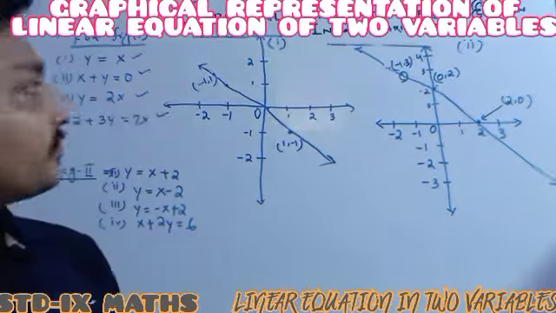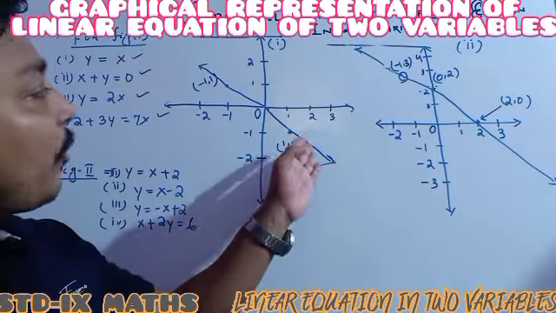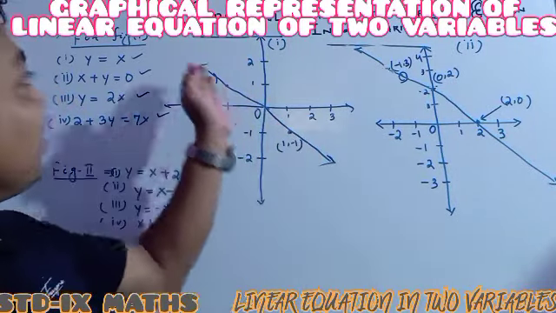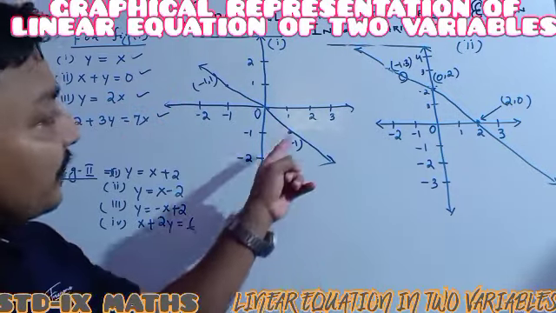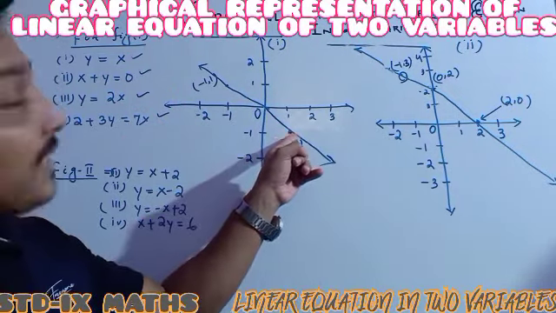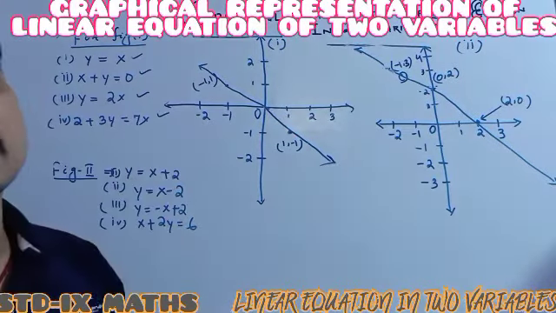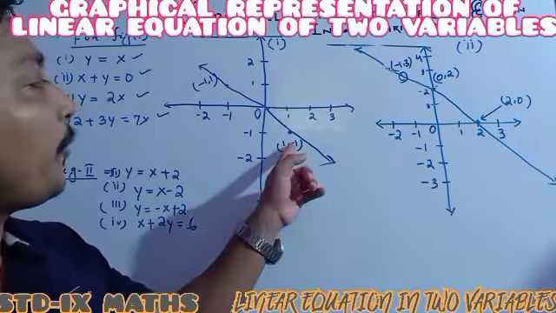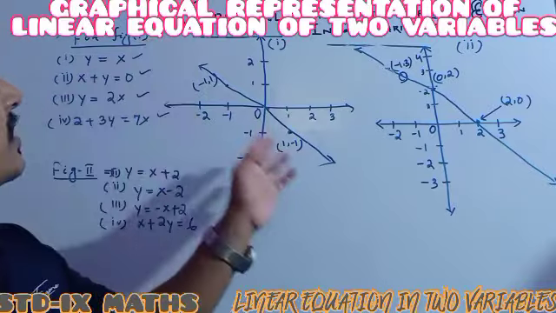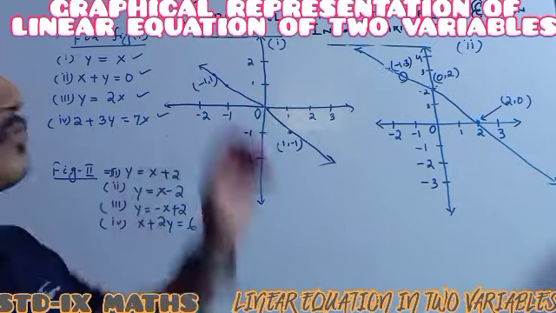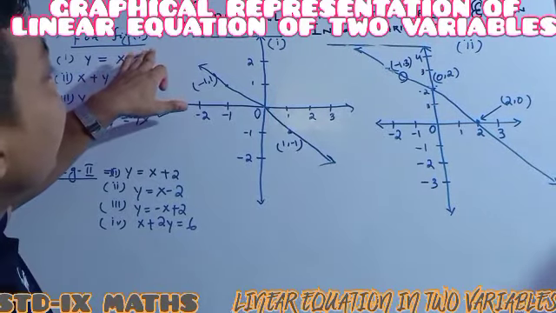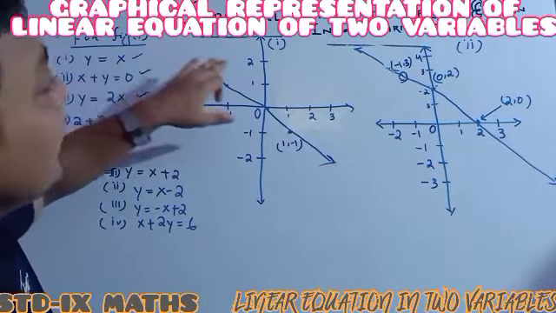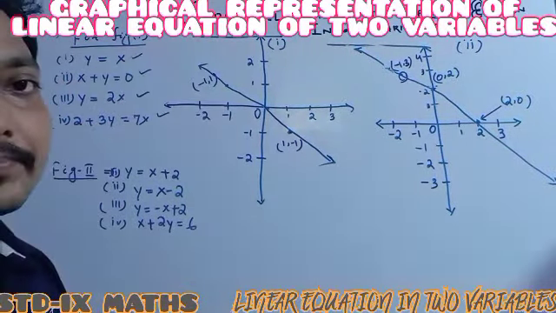As you know, this one is the graphical representation of this equation, otherwise this one, otherwise this one, if the points are the solution of this equation. If the points satisfy the first equation, then we can say that this is the linear equation whose graphical representation is this one.